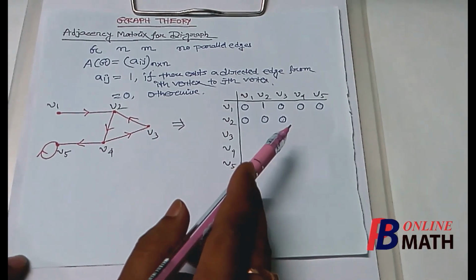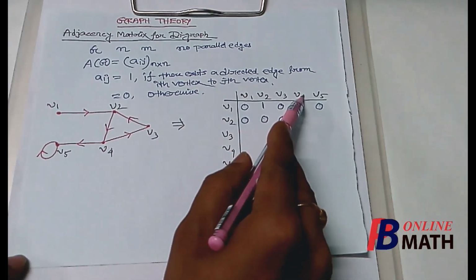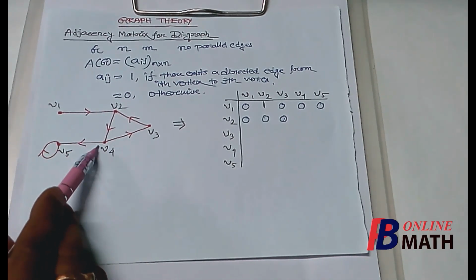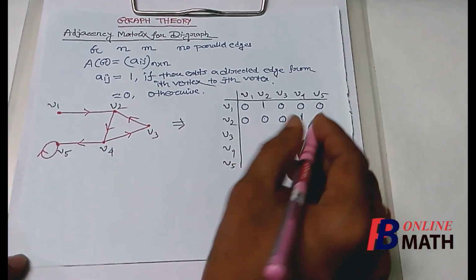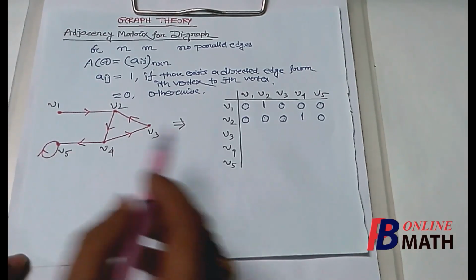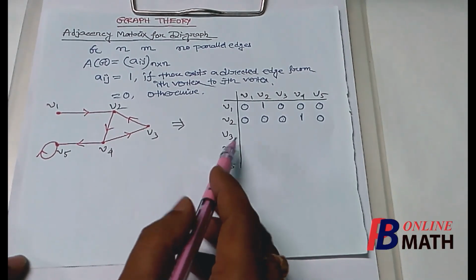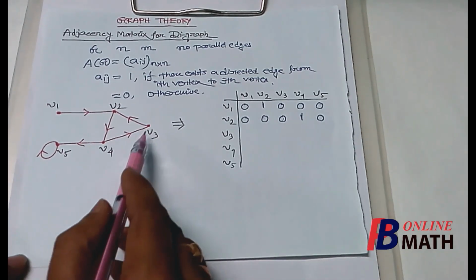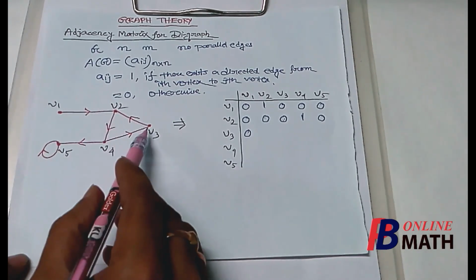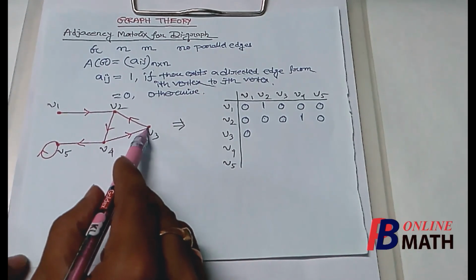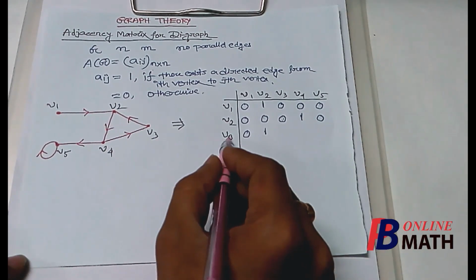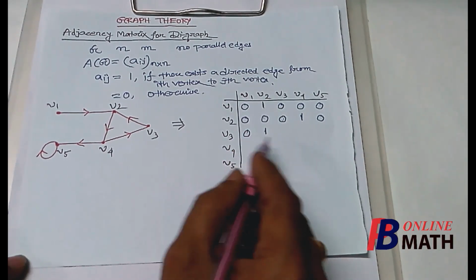Next, let us check whether there is any edge from V2 to V4. Here we find that there is one edge from V2 to V4. So we put 1 here, and finally we put 0 here because there is no edge from V2 to V5. Next we consider V3. From V3 to V1 there is no edge, so we put 0. From V3 to V2 we find that there is one edge, so we put 1 here. This is the directed edge from V3 to V2.